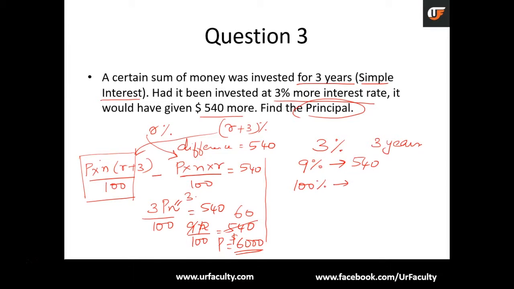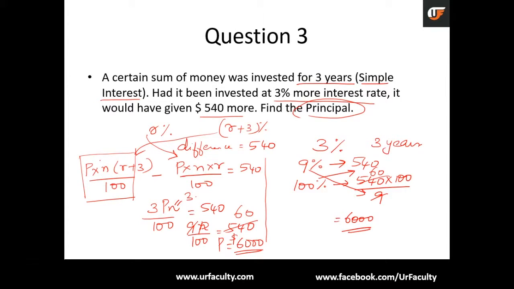How do you do that? You just need to write an expression like this and then do a cross multiply. When you do cross multiply, you get 540 into 100 by 9. It will be 60, which is equal to 6,000. I repeat it. This is the easiest way to do this problem.